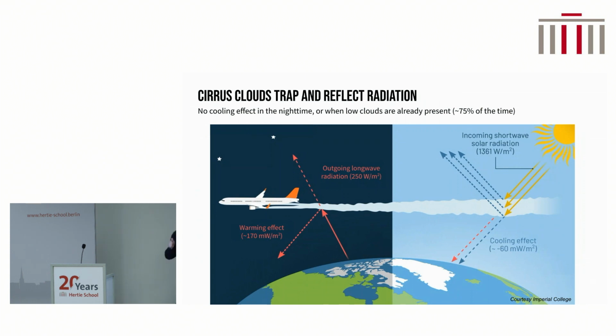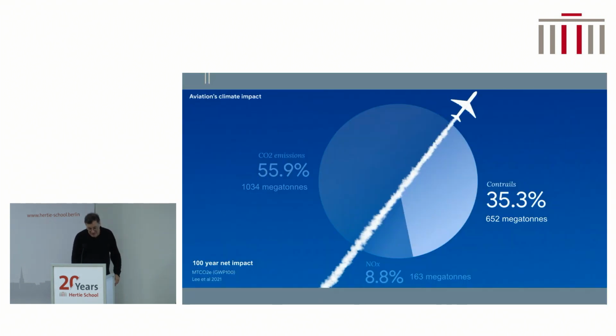So they actually act as a blanket. And on average, they're much more warming, because this happens everywhere all the time, while the cooling only happens when the sun is high in the sky. So on average, they're warming. When you cover Europe with a lot of contrail cirrus, you are warming Europe up by a fair amount.